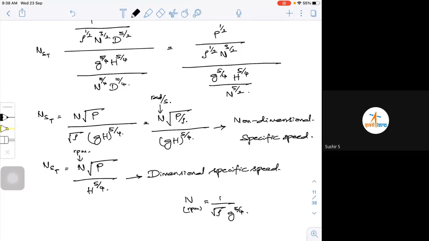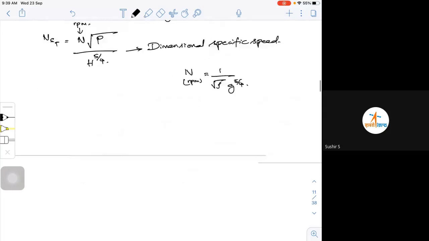Most of us go with the dimensional quantity. We are trying to measure speed in terms of revolutions per minute or revolutions per second, divided by your head. So one is the dimensional specific speed, the other is the non-dimensional specific speed. This is about your turbine.